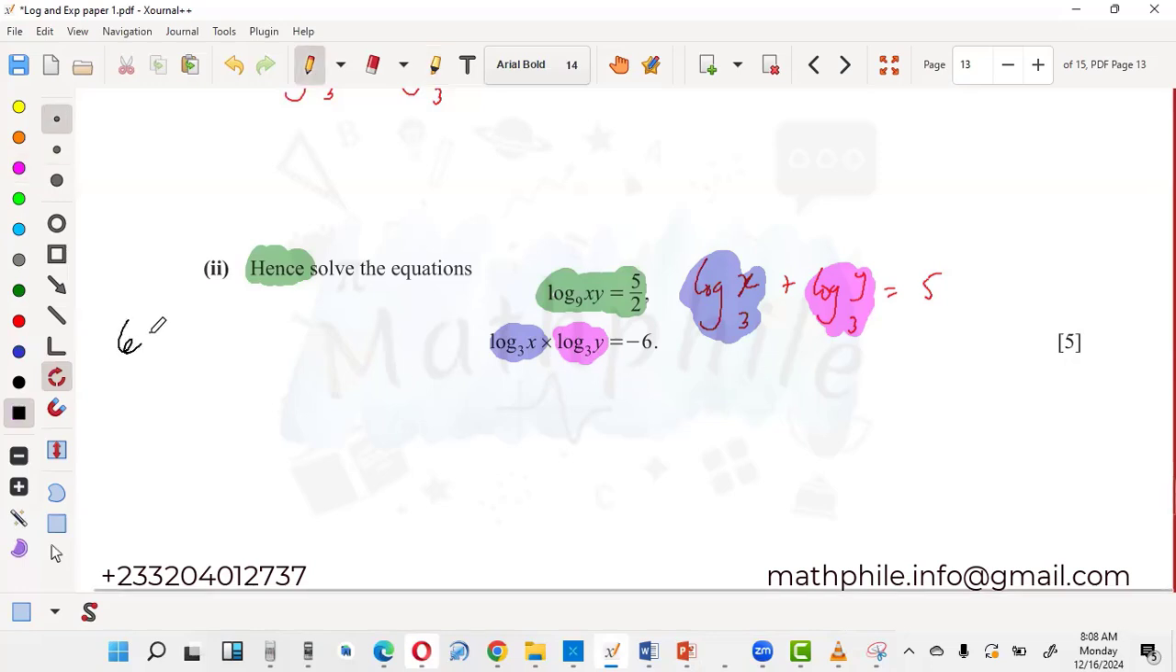So I can quickly say, let's say a equal to log x base 3. Or let me use m and n. So let m be equal to log x base 3 and n be equal to log y base 3. Is that okay? Yeah. So if that's the case, then my first equation would be m plus n equals 5, and the second equation is going to be mn equals negative 6.